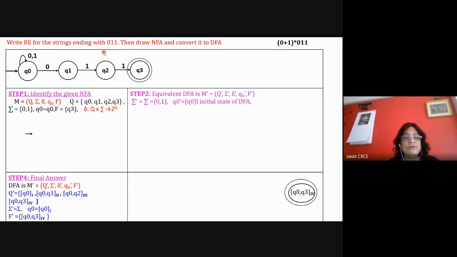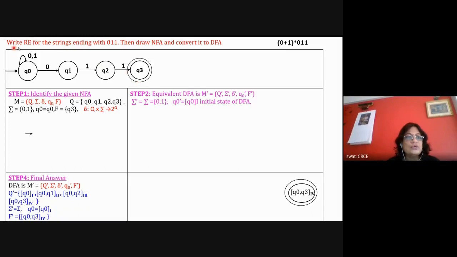Right now we are solving a problem. If there is a question in the exam to write a regular expression for the strings ending with 0, 1, 1, and then draw the NFA and then convert it to DFA. Here they are not saying specifically about NFA with epsilon or anything. So if it is NFA without epsilon, then this is done over here. In this problem, what I am doing is that for the regular expression, I am converting it to NFA without epsilon and then to DFA.